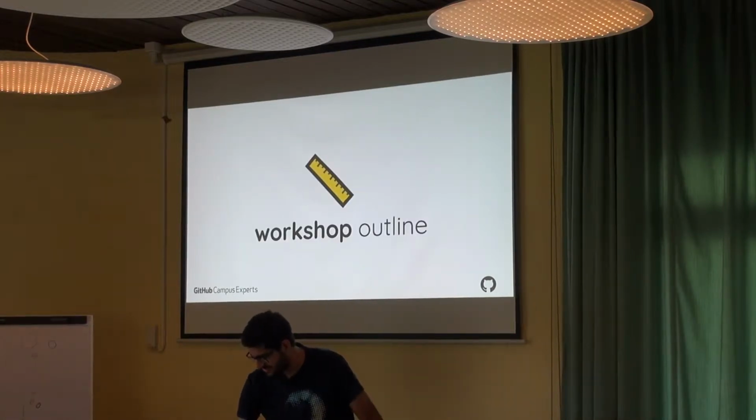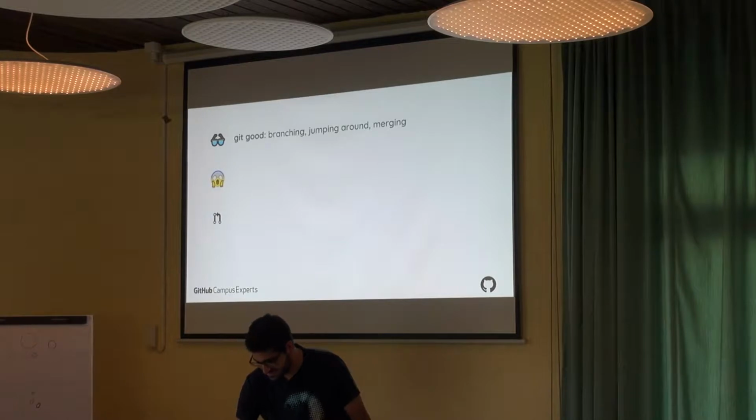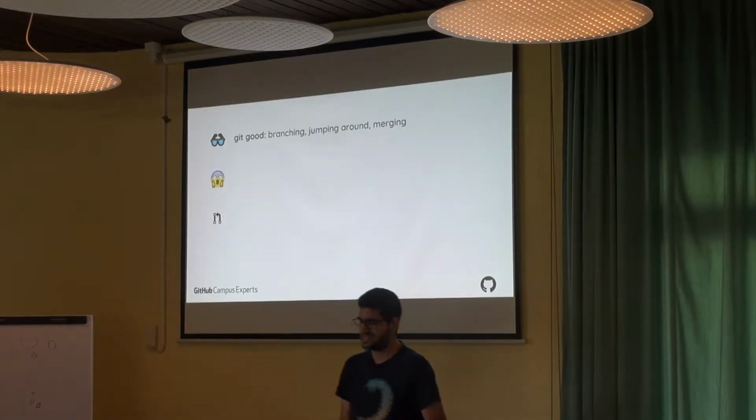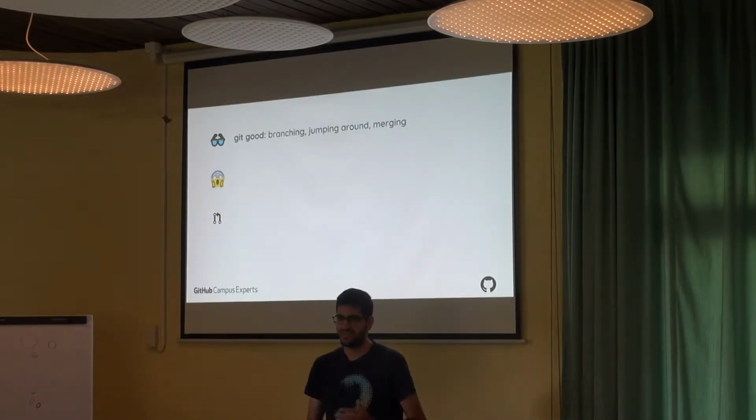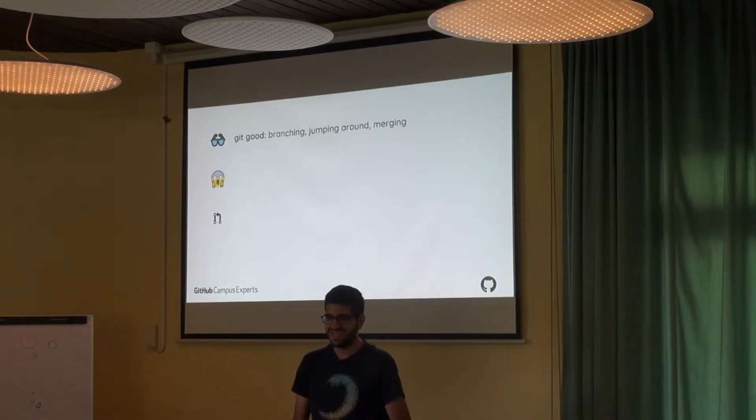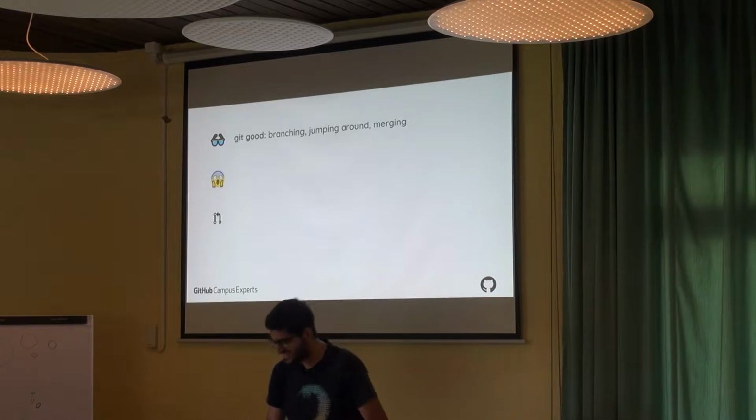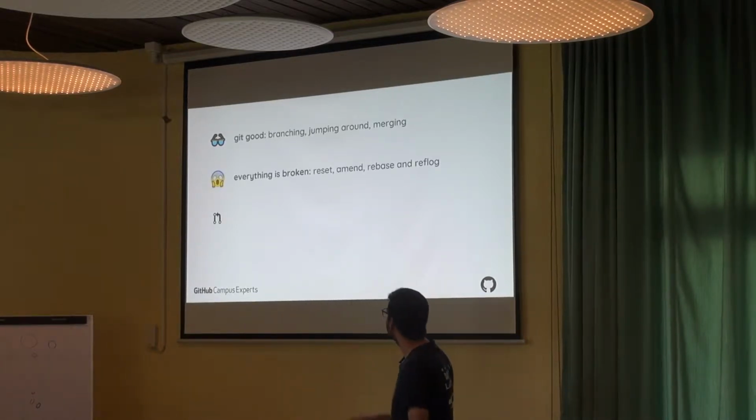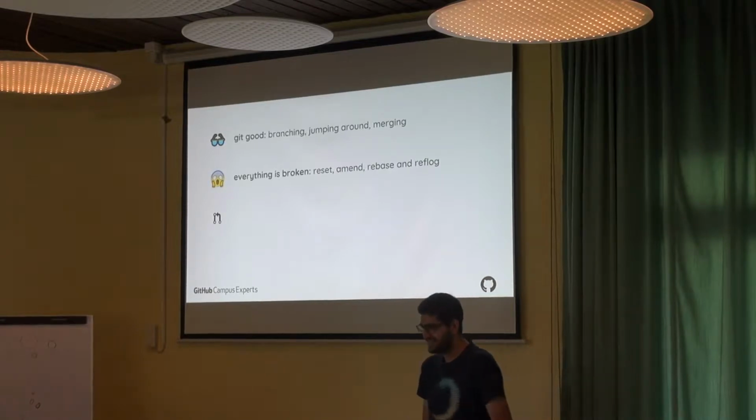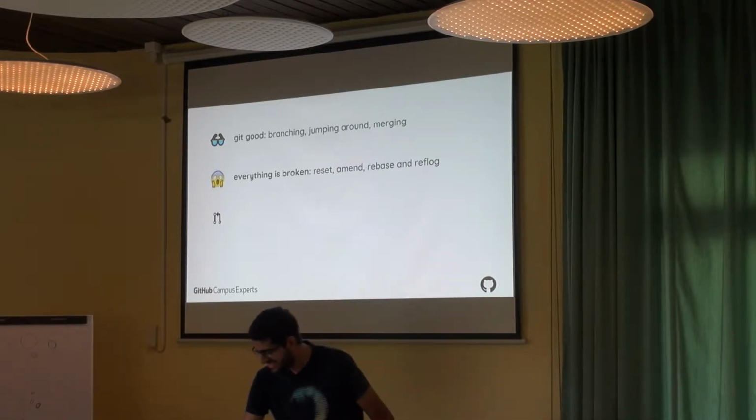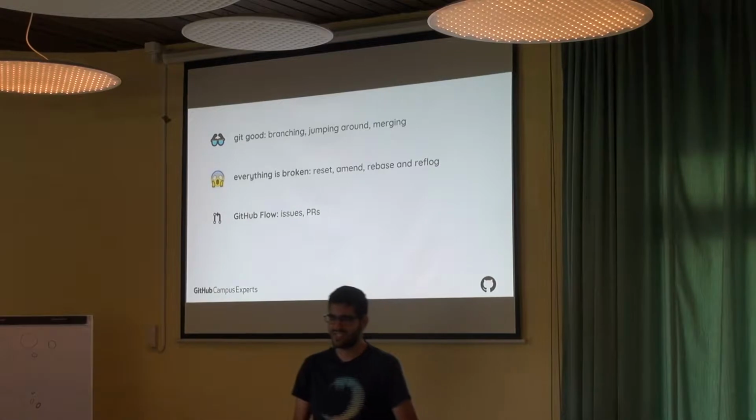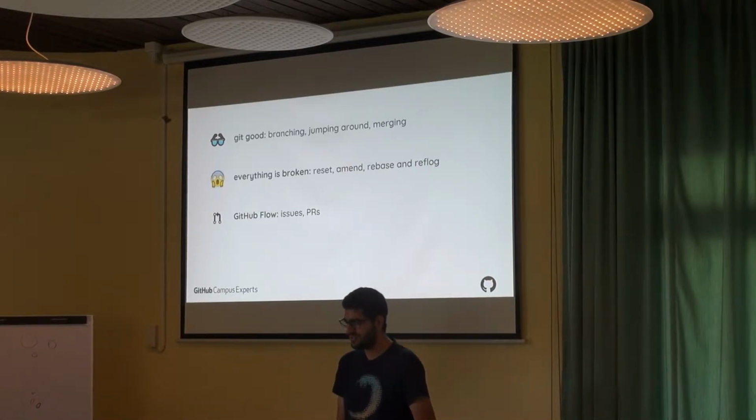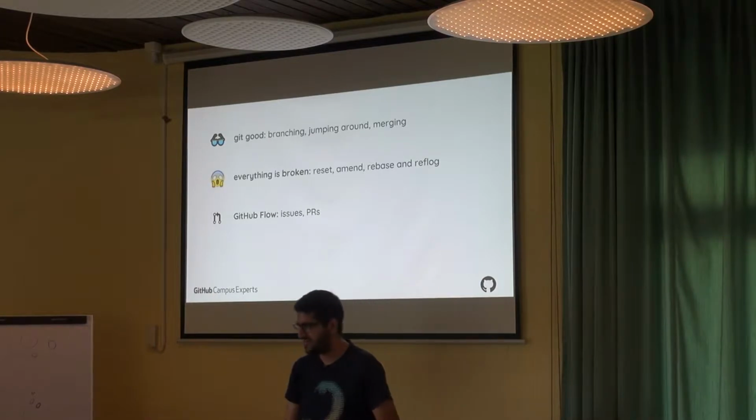Just to go through the three main things. The first thing we're going to talk about is some good practices: how to use branches, moving around between different branches of your code, making merges, and dealing with merge conflicts in the process. When things are broken, there are some really useful tools such as reset, amend, rebase, and reflog. And finally, I'll talk about something more GitHub specific, which is the GitHub flow: creating issues and making pull requests in order to collaborate.